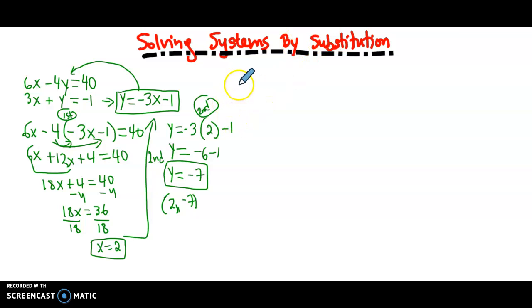You can do it in your head or you can substitute. So if I take my original, if I put x is 2 and y is negative 7 in the first one, I'm going to be getting 12, and negative times a negative is positive. 12 plus 28 is 40, correct. And on the second, I have 3 times 2, which is 6, minus 7 equals negative 1, which is correct. So both of them are giving me a true statement, which means that is the correct answer to the system.